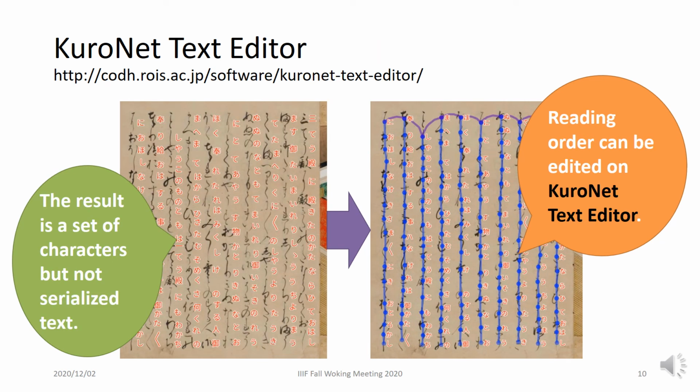After character recognition, the next step is to serialize a set of characters to text, which is a sequence of characters. We developed a special tool called KuroNet Text Editor so that we can edit the reading order of characters. Using these tools, we successfully developed a machine learning-based service for transcribing historical documents for any IIIF content. It means that any Japanese historical documents released from museums and libraries across the globe is ready for transcription on demand.